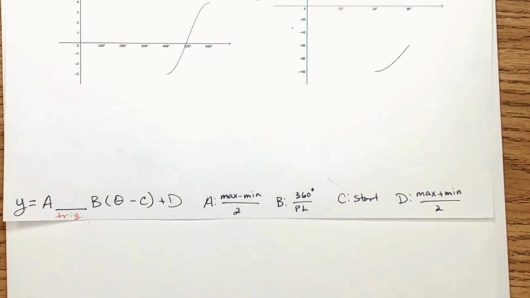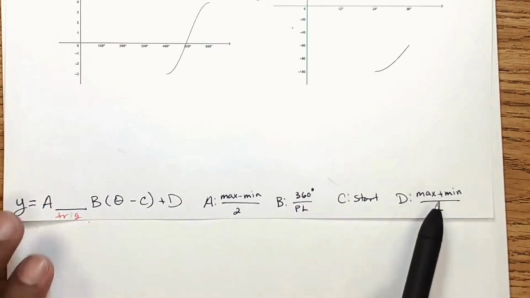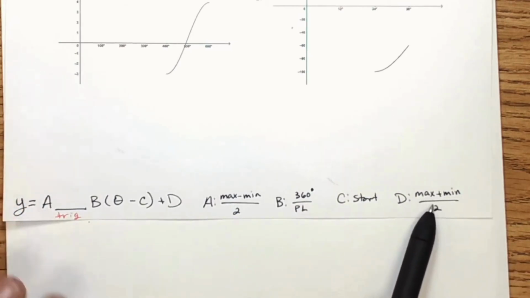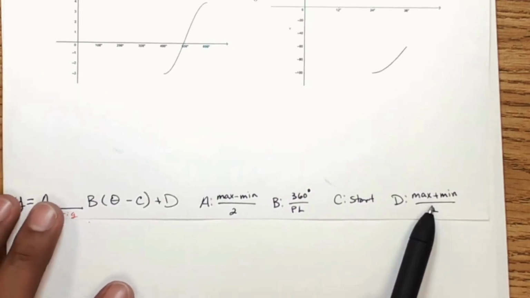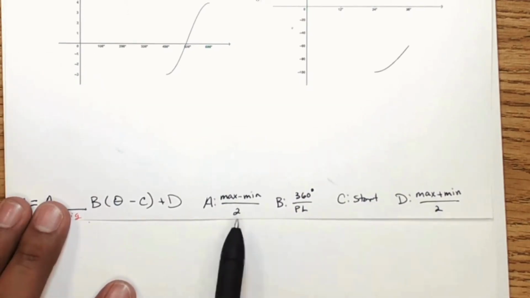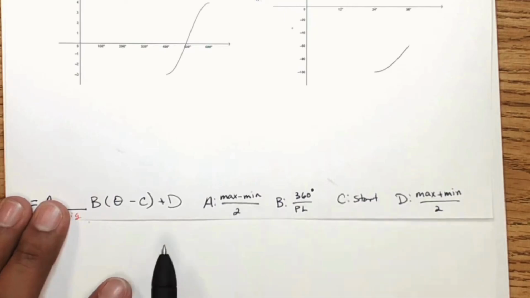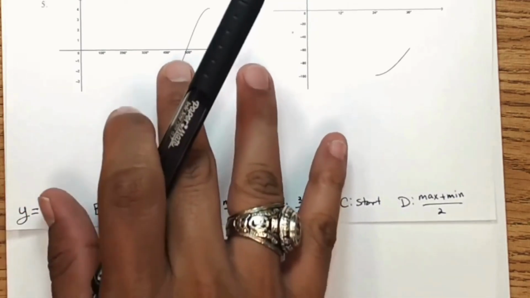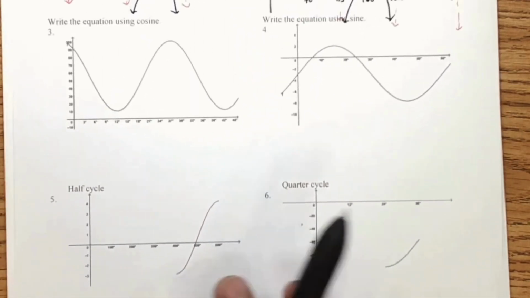So to find the middle of my graph, I just find the average. So max plus min divided by 2. So if you at least remember one thing, it's average. To find the middle of something, you're finding the average. Add them and divide by 2. A is the opposite operation of that. Okay, so let's do some work here.